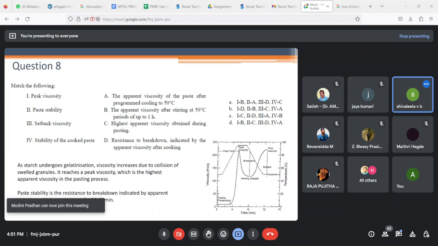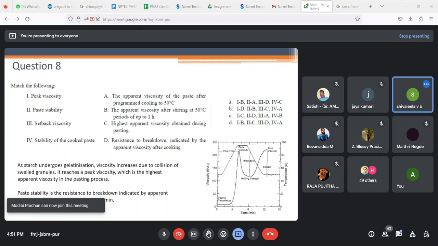So now, since bonds are starting to form, you'll again have a thicker substance forming, and hence a higher viscosity. This is understood. As you cool down, your bonds start forming, and hence you'll see a high viscosity that is increasing continuously. So this is known as the setback viscosity, that is the viscosity after you cool it down to 50 degrees. And the stability of the cooked paste is your viscosity after stirring at 50 degrees for up to 1 hour. So you leave it at 50 degrees, keep stirring it for 1 hour, and then you measure the apparent viscosity. That will be your final stability of the cooked paste.